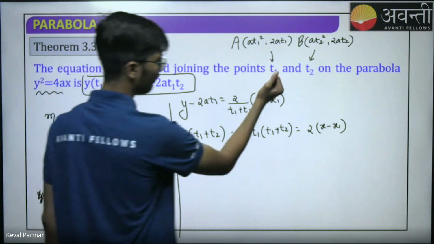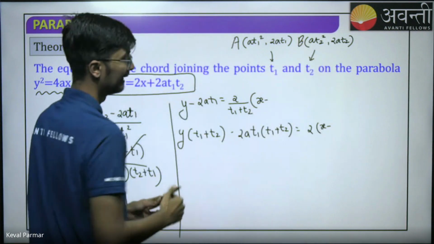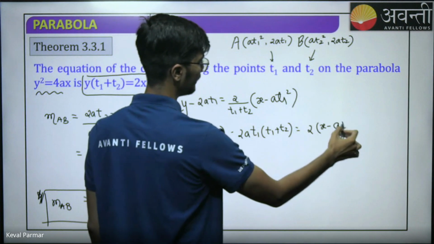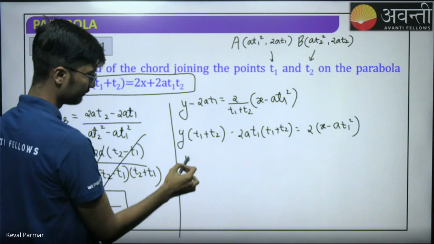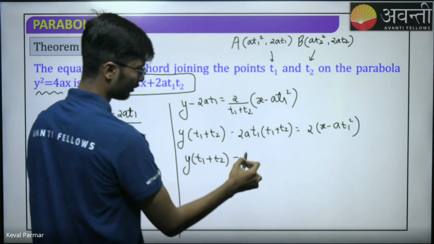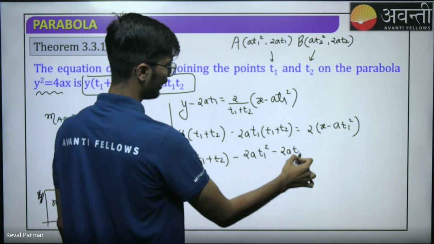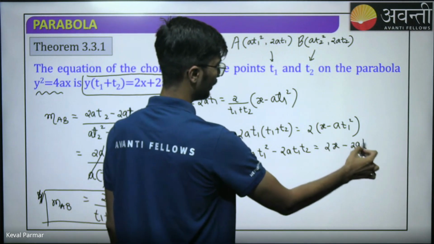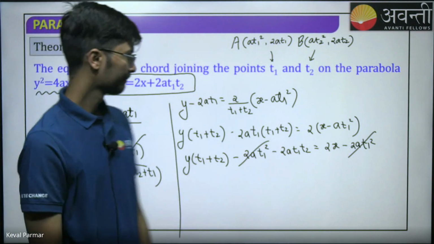Oh, why did we write x1? We have the value of x1. x1 is at1 square. So x minus at1 square. Let this remain as it is because we want the same thing. So y into (t1 plus t2) minus 2a t1 square minus 2a t1 t2 is equal to 2x minus 2a t1 square. Now this and this will get cancelled, right?